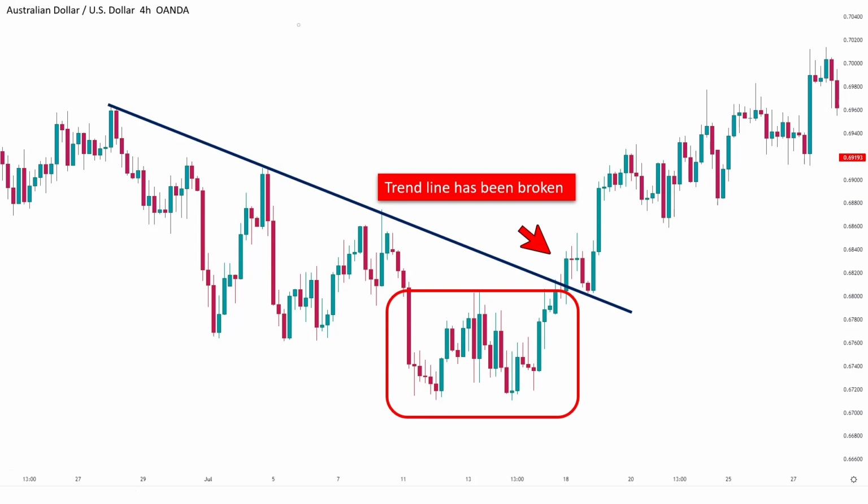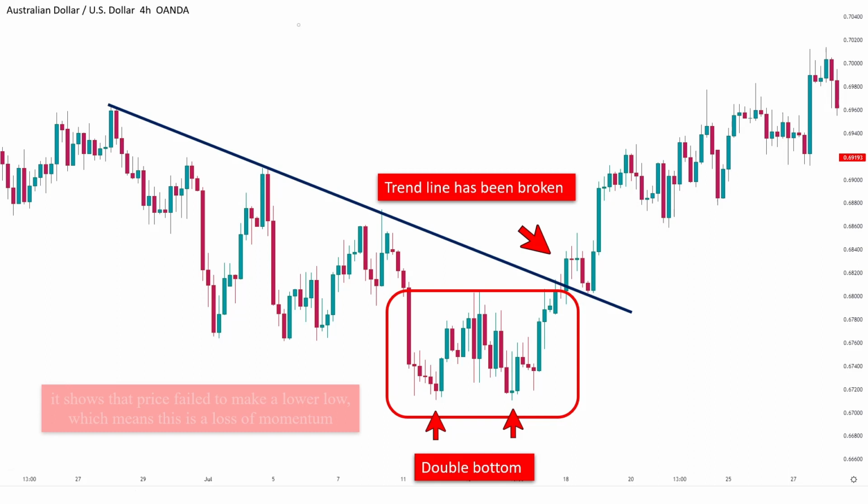And the reason you want to identify a reversal price action pattern right before a trend line break is that you are going against the dominant trend. So, the price action pattern we got was this double bottom. Now, what does the double bottom tell us in terms of the price action? Well, it shows that price failed to make a lower low, which means this is a loss of momentum.